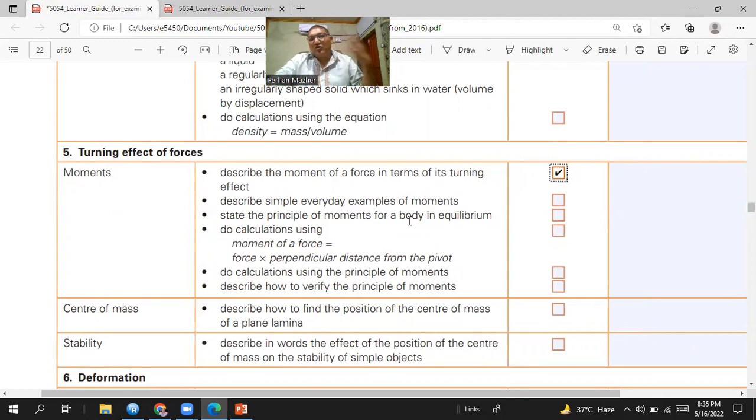So when you apply a force on a body and the body starts rotating, we call it the moment or the turning effect, or we also use the word torque for this. Describe simple everyday examples of moments. For example, when you open the door or close the door, you apply force. The hinge of the door is the pivot. That's a good example of applying a force and the body rotating about its axis or its hinge. For example, you open the door of the refrigerator and you close it.